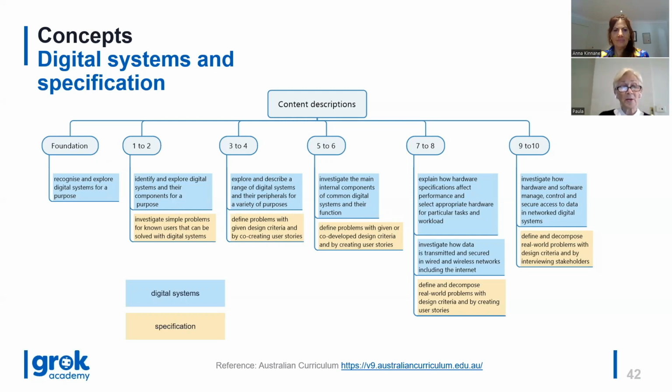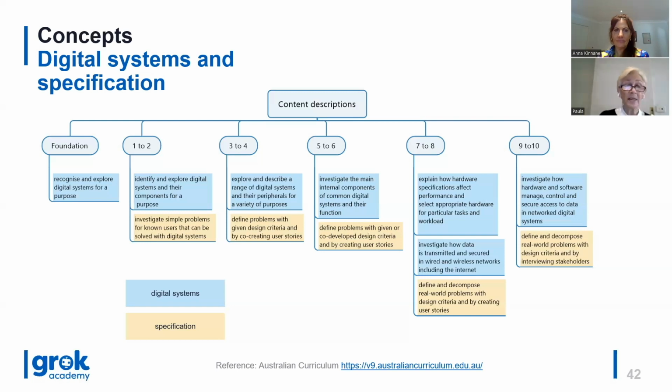But as you can see in digital systems, which also happens to be a substrand, from foundation, the level of cognition is very low. It's a low order thinking skill, recognize, and the content is quite straightforward. This progresses up to 7 and 8 and 9 and 10, where we experience higher order thinking skills as well as more diverse content. It's become more complex in its nature. So that gives you the thread, but that concept of digital systems connects all of them.